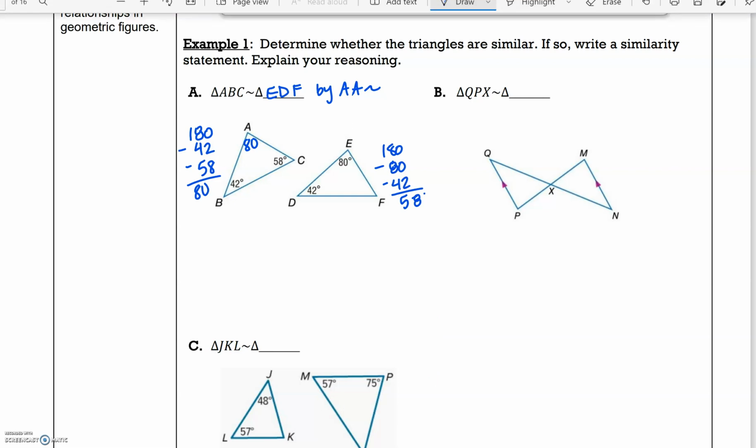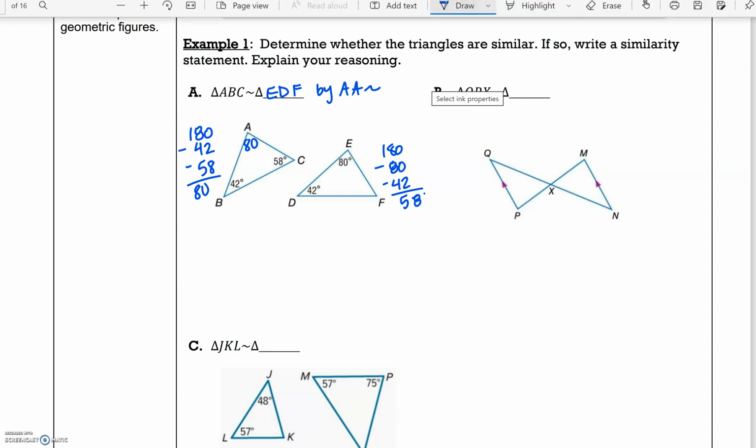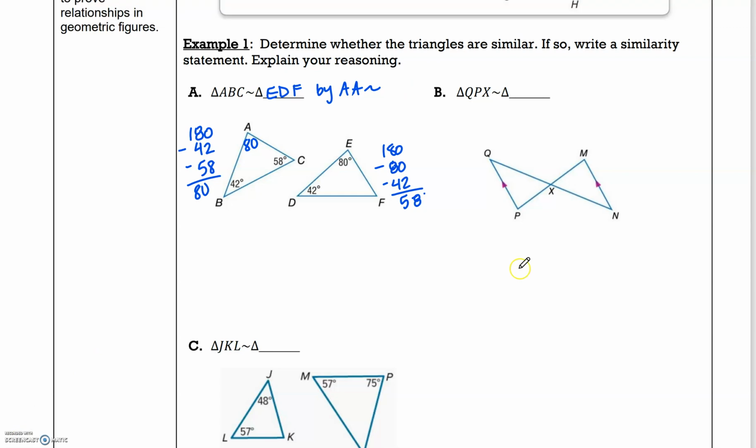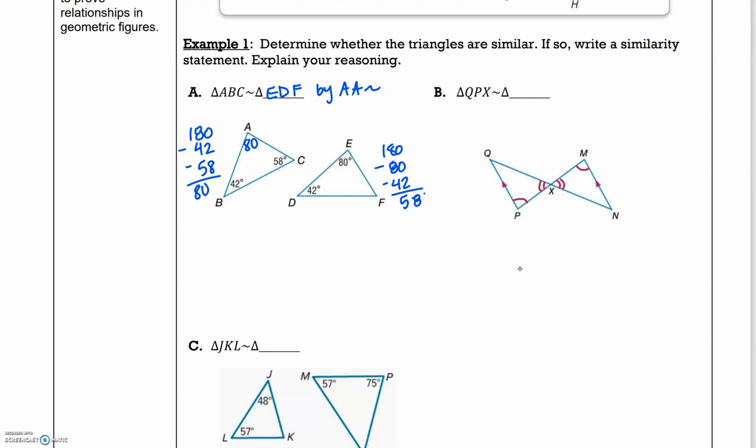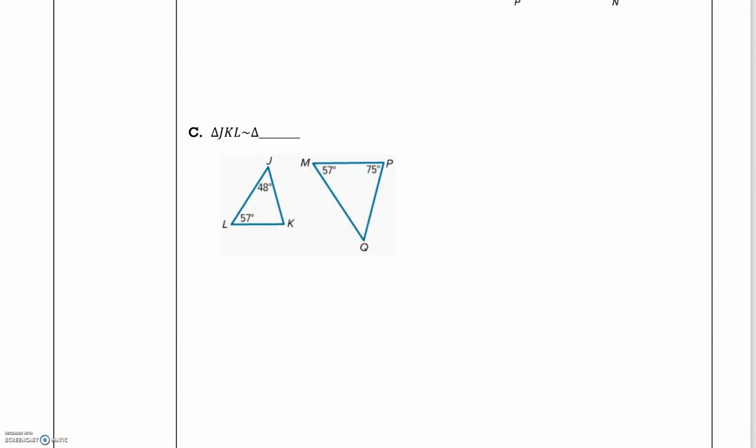So on this next one, we have parallel lines, which means alternate interior angles are congruent. So let's go ahead and mark those. So we have this pair here. Could also mark the Q and the N, or by vertical angles, we could mark these. We just need at least two, which we do have. So Q is going to match up with N, P matches up with M, and X matches up with X. So by the angle, angle similarity, we have similar triangles.